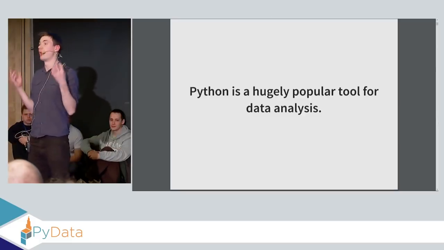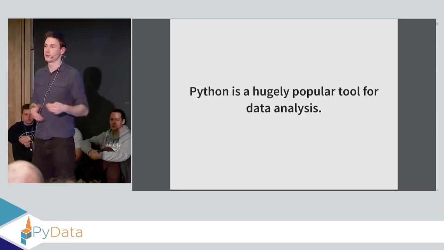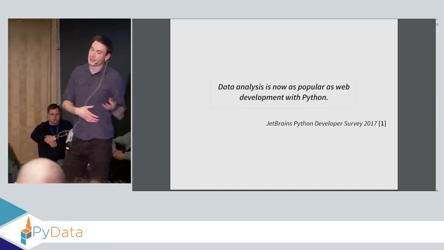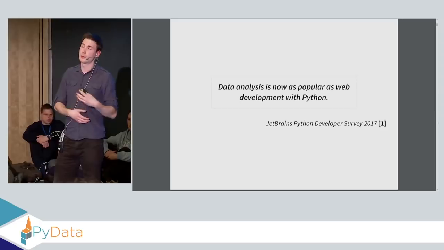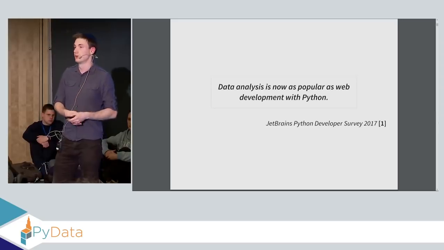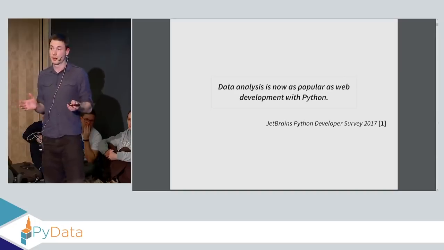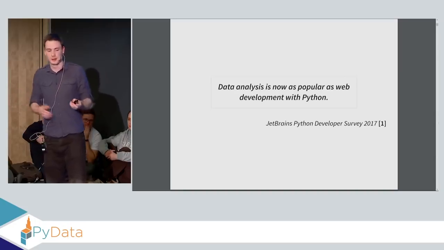So as we all know, Python is a hugely popular tool for data analysis. That's the whole point of this conference, for example. A JetBrains survey last year showed that data analysis is now as popular as web development in Python. So half of all use cases in Python are now data science, which is a very different landscape to what it was, say, 8 or 10 years ago.